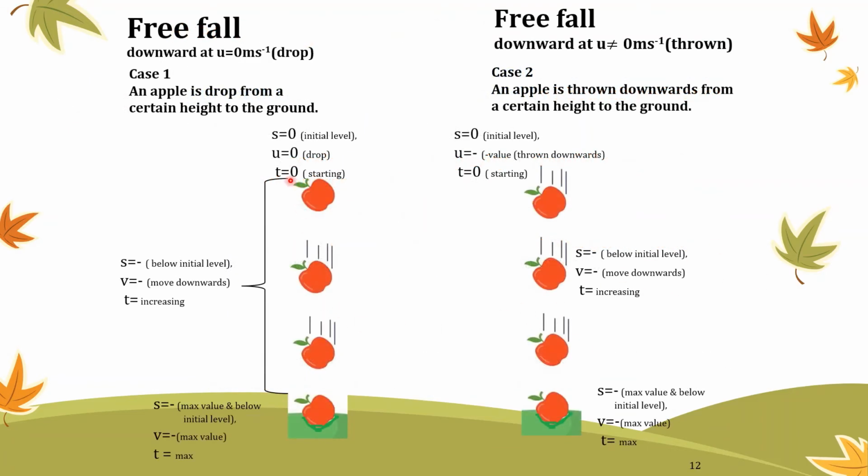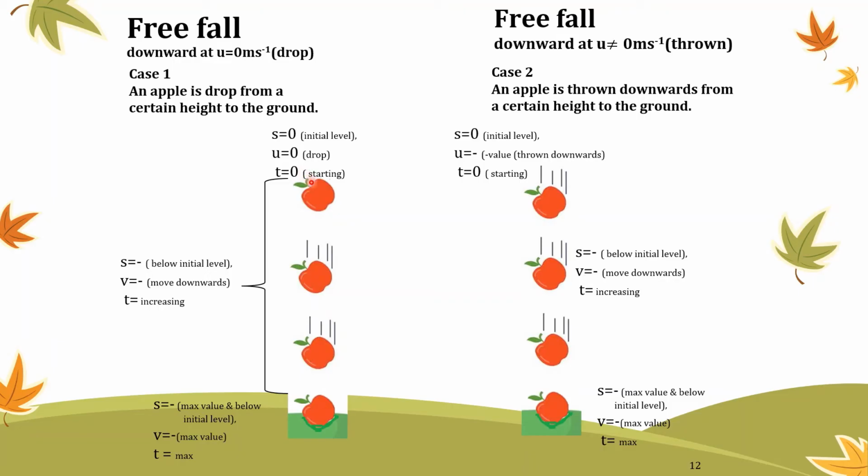There are a few situations for free fall motion. Note that when we solve a problem regarding free fall, we need to consider the direction. For example, we have an apple dropped downward. When the apple is dropped, the initial velocity is 0, u is equal to 0. And this here is the initial level, and time here is 0.